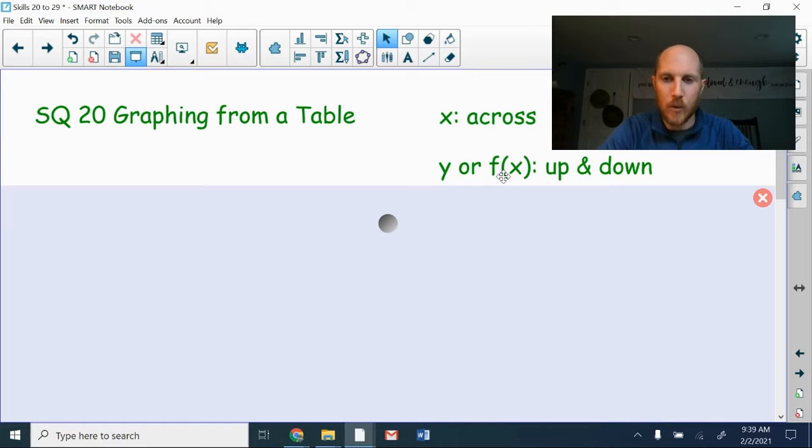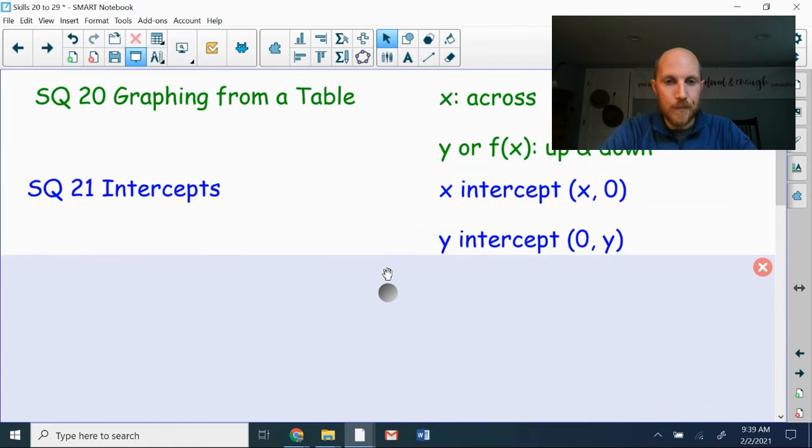So it's the y coordinate, whether it says y or f of x. That's the number that goes up or down on the graph. And you need both numbers, two numbers in the table to create 1 point on the graph.